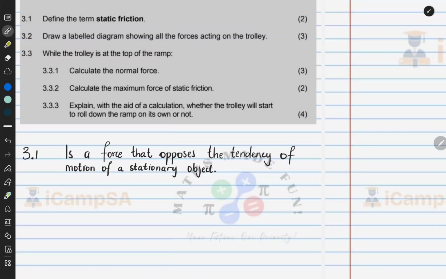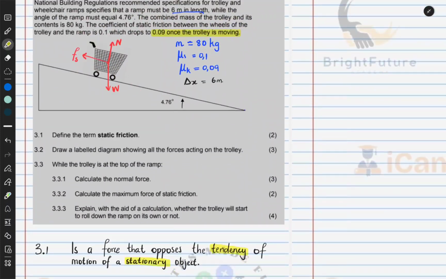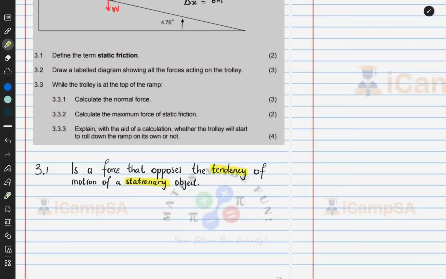So it opposes the tendency of motion of a stationary object. It only acts on objects that are not moving but want to move. Right, so that's the static friction. Now we're asked to draw a labeled diagram showing all the forces acting on this trolley.